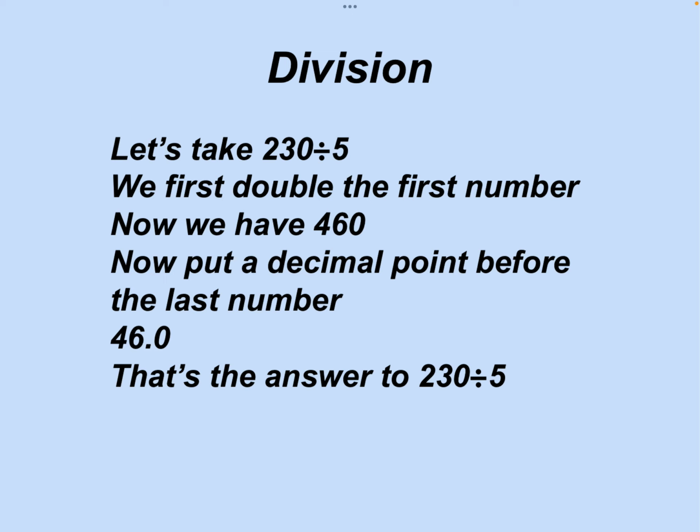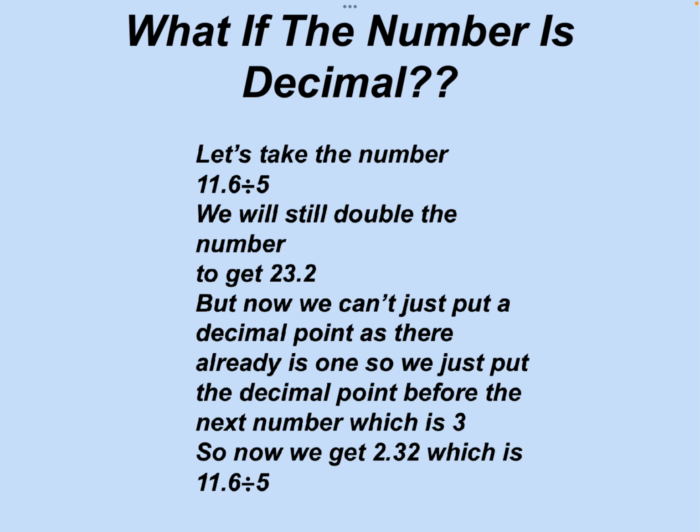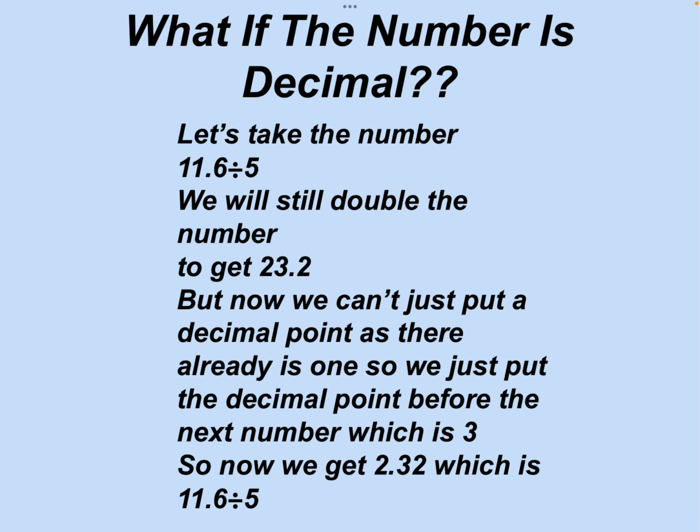So 460, before the last number, now we add the decimal point to get 46.0. 46.0 is basically just 46. So 230 divided by 5 is 46. But what do we do if the number is decimal?